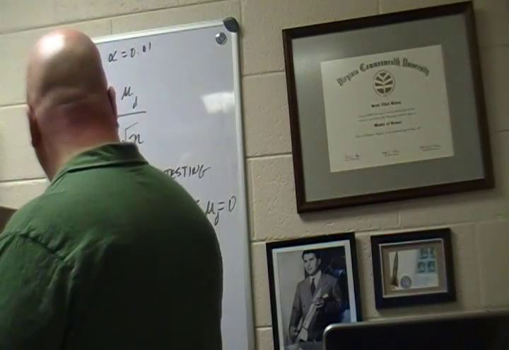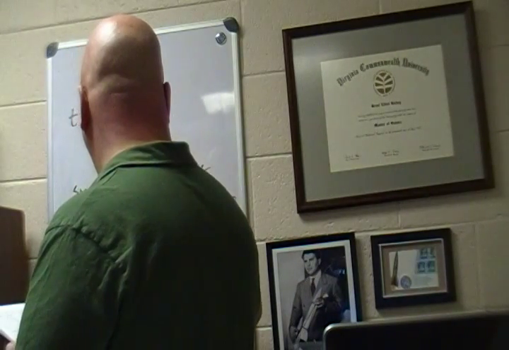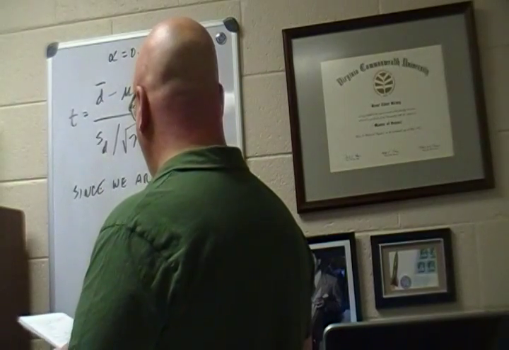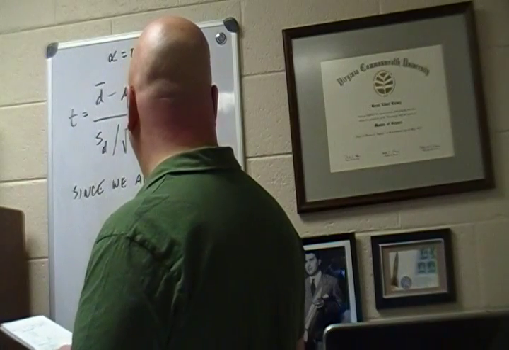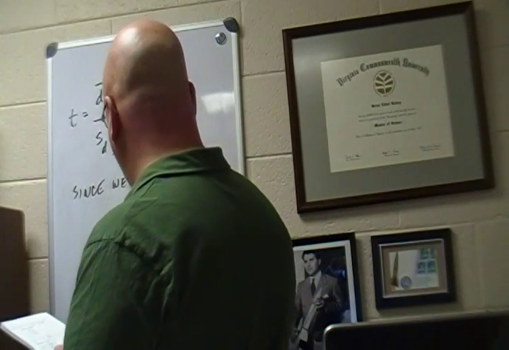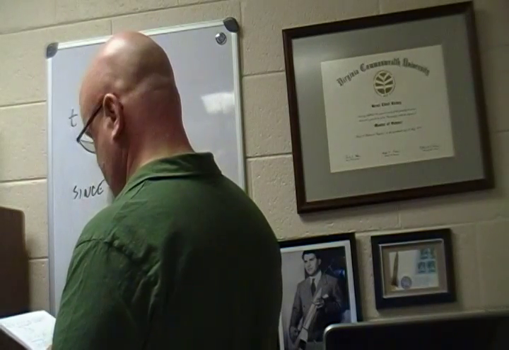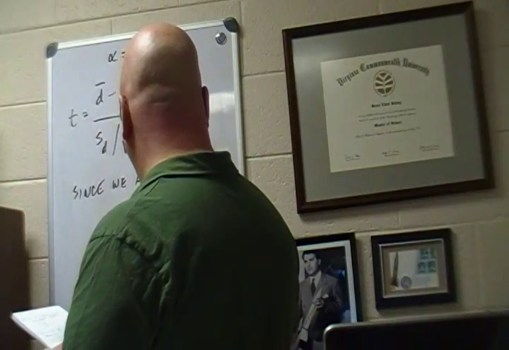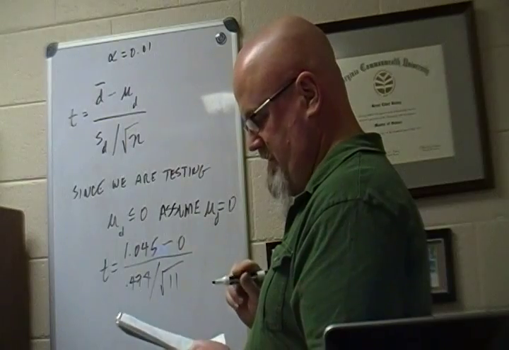And so we plug in what we have from the previous video. We calculated the mean of our differences to be 1.045. We subtract mu sub d from that, divide that by 0.47, our s sub d that we already calculated in the last video, divided by the square root of 11. Here again, be careful how you put this in a calculator.